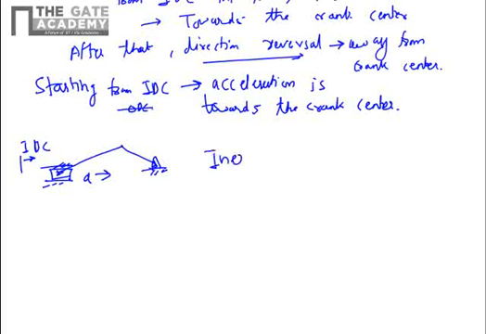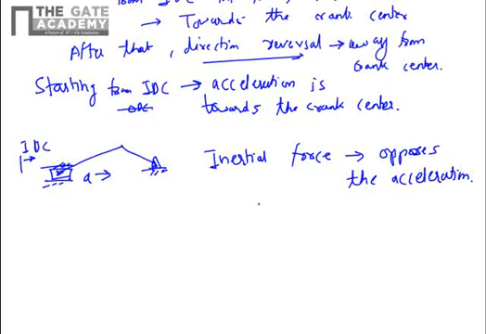Now the inertial force, as we know, is opposite the acceleration. So inertial force tries to stop the acceleration. If the body is naturally getting accelerated in this direction, the inertial force will be applied in the opposite direction. Acceleration is in this direction, towards the crank pin. That time the force will be in the opposite direction of the acceleration, that is away from the crank center.